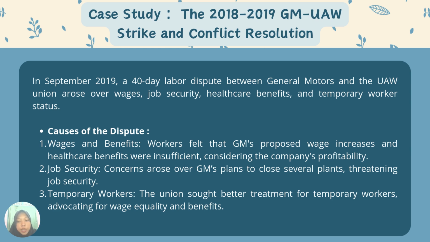The 40-day strike caused substantial disruption to GM's production. Factories across the US were idled, affecting not only GM but also suppliers and dealers. The financial toll on GM was estimated at billions of dollars, underscoring the magnitude of the strike.